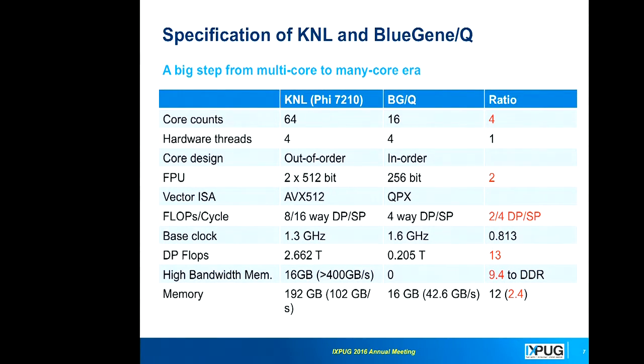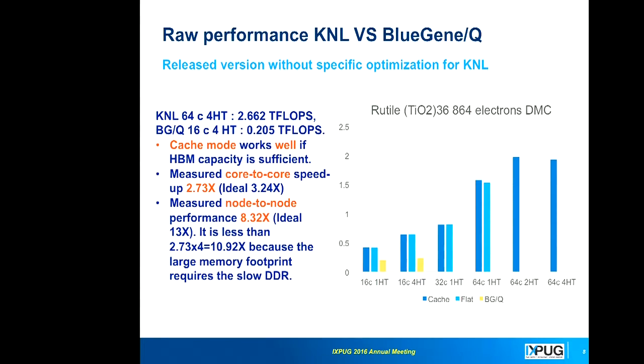Then another significant change is the high bandwidth memory. If you roughly compute the bandwidth with respect to the DDR on Blue Gene Q, you get about 10x. If you compute the double precision flops, it's about 13. So we'd like to see the performance of our code on KNL.